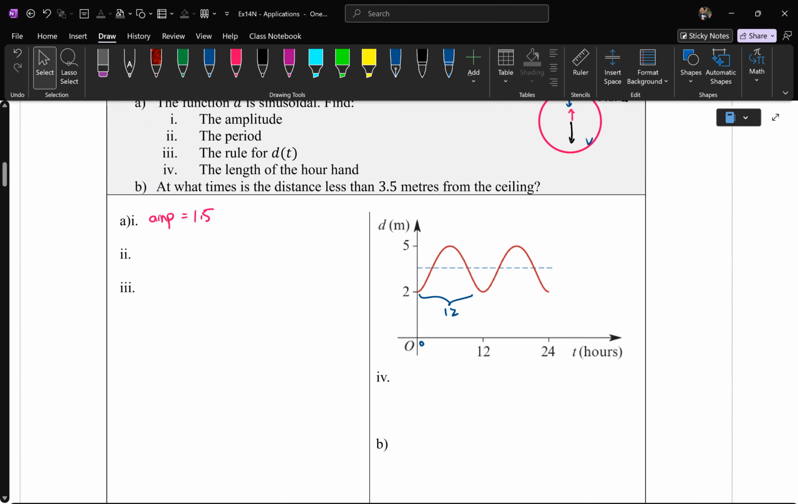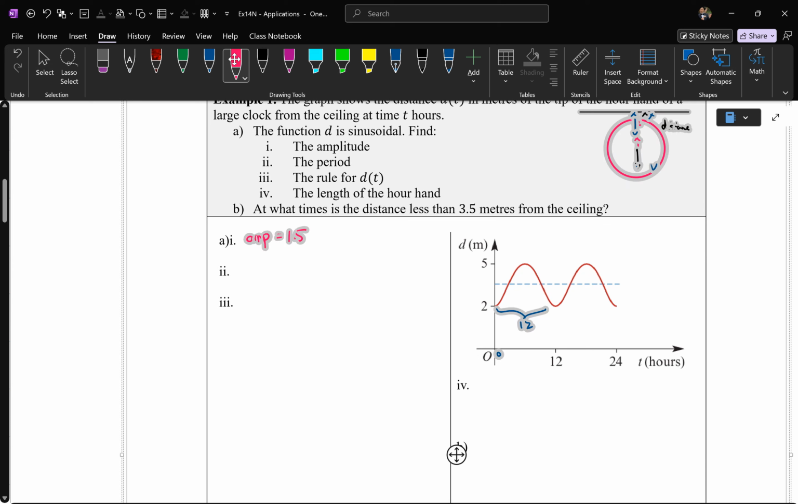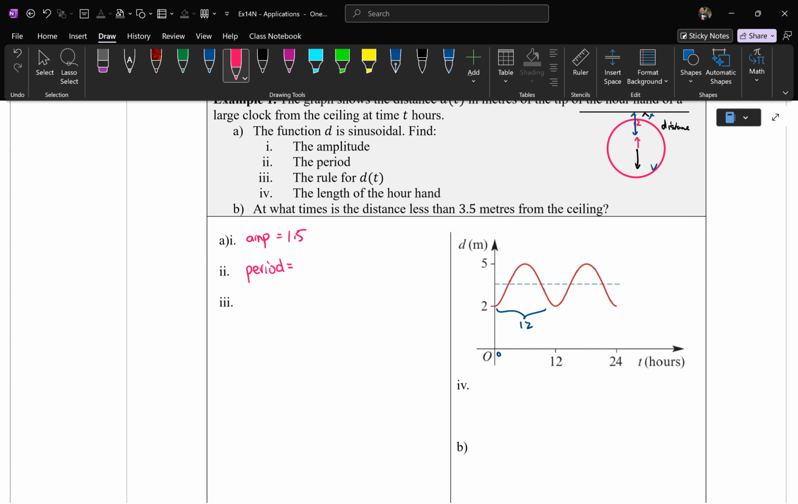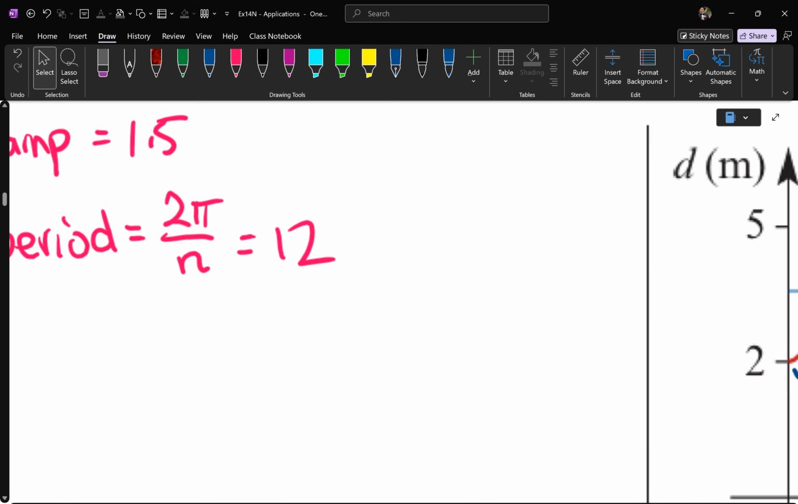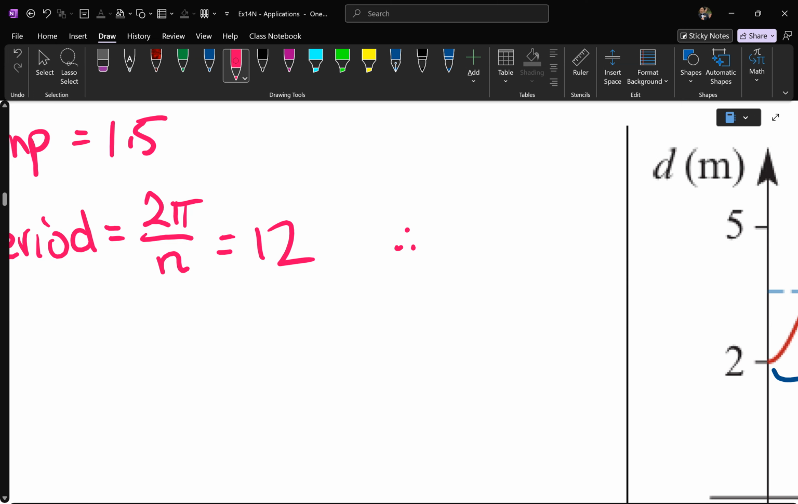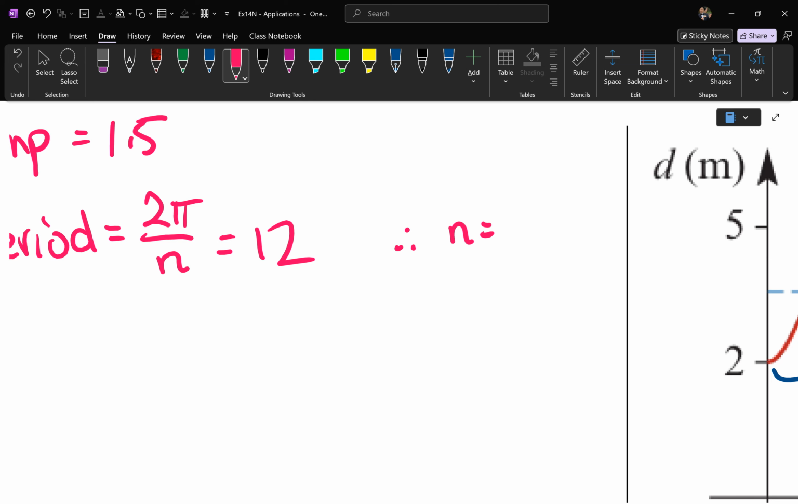So starting off with that, let's see if we can solve it. What's the formula for the period if it's a sine or a cosine graph? 2 pi on n. So 2 pi divided by something has to equal 12 because we said the period is 12. It takes 12 units or 12 hours before it repeats its cycle again. So work that one out. What's n equal to? It's a bit of fractions here. 2 pi divided by something equals 12.